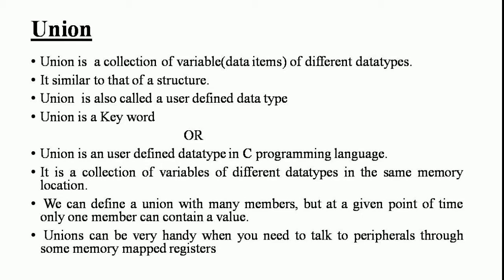We can define a union with many members, but at a given point of time, only one member can contain a value. For example, we have defined a number of members, but at a given point of time, only one member can contain a value. The remaining members do not contain a value, so the memory is wasted.